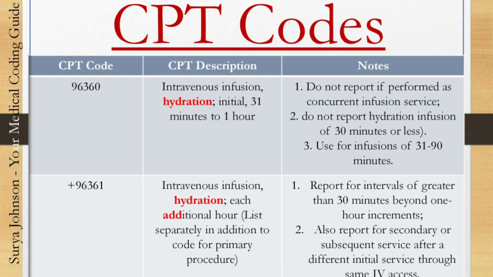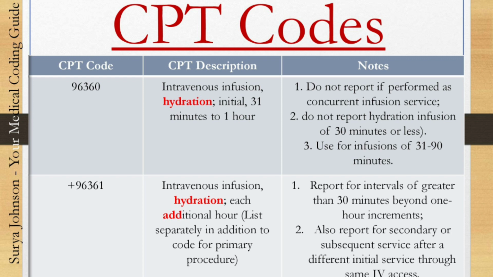Then we have the add-on code 96361. Here is a pro tip for all the new coders out there: whenever you see a plus symbol before a CPT, it means it is an add-on CPT. What should you know about add-on CPTs? Add-on CPTs cannot be given separately. They always need a supporting initial or parent CPT. When there is a parent or initial CPT, then you can give this add-on code. Add-on CPTs cannot be given as standalone codes.